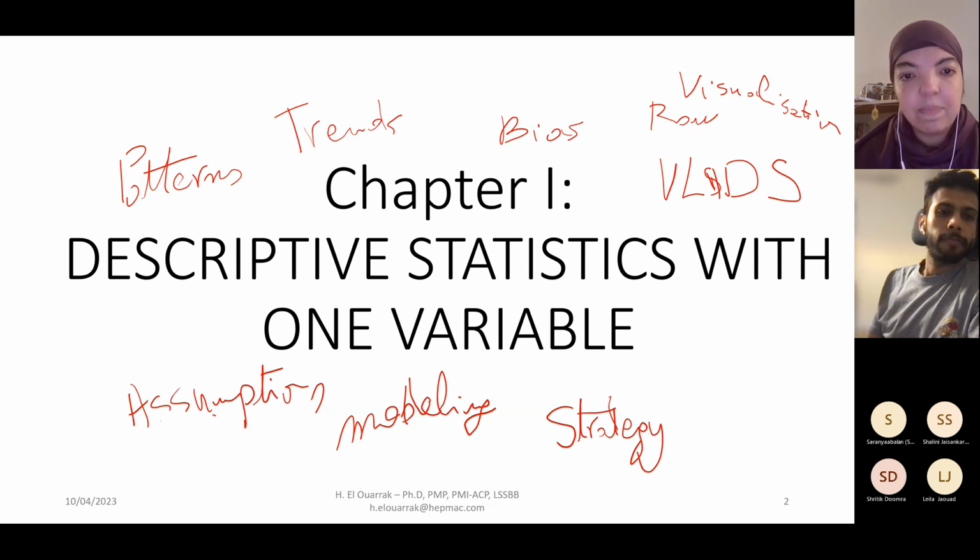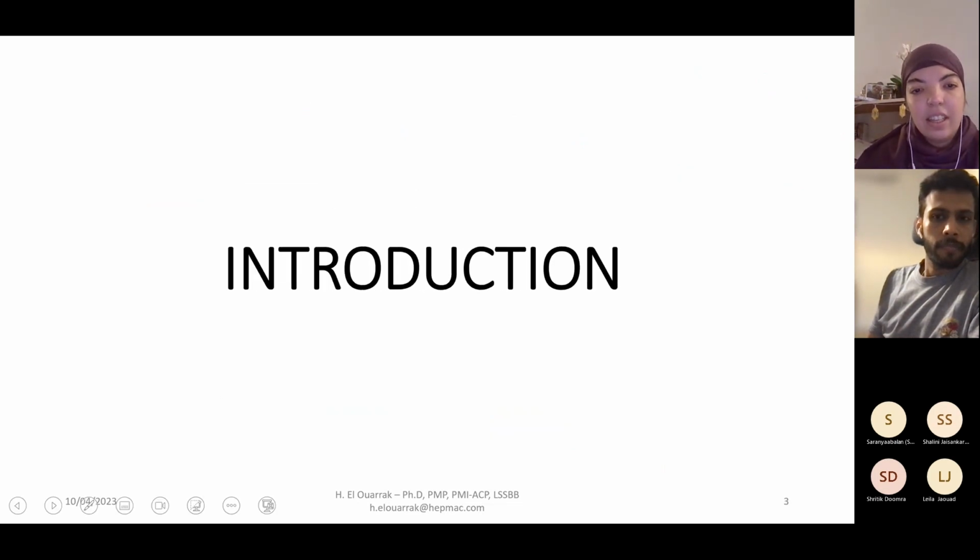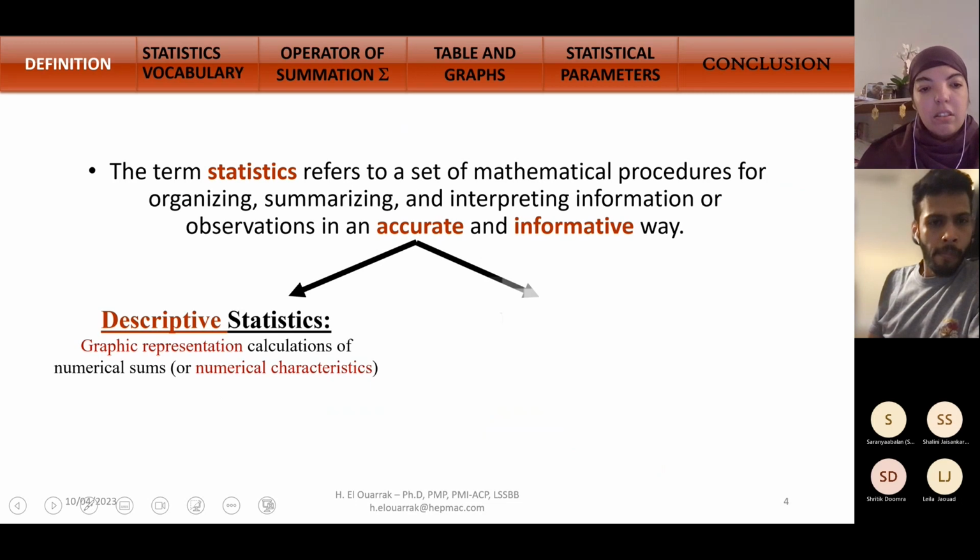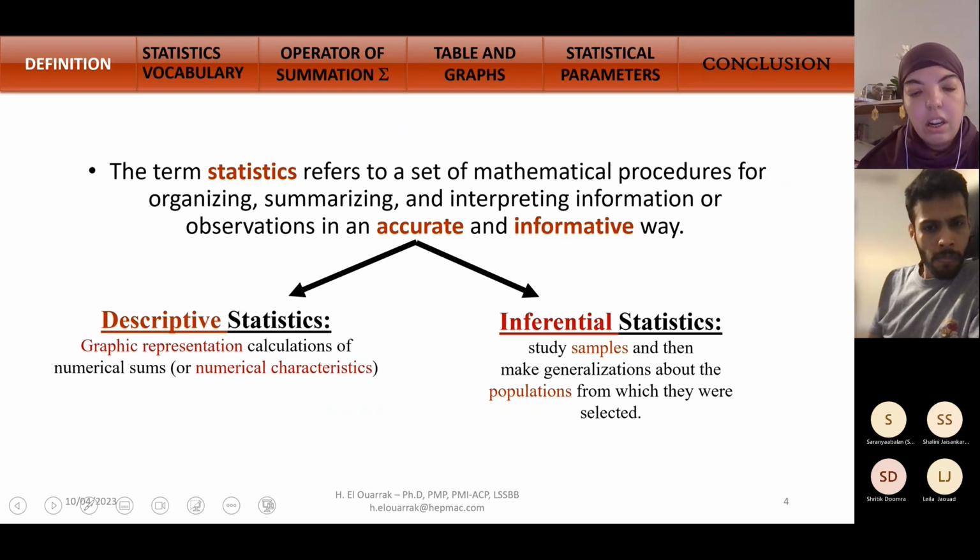Okay, let's dive in. So these are just some definitions that I'm sure every textbook would mention. But basically, when we talk about statistics, it's the mathematical procedures of organizing, summarizing, and interpreting information.